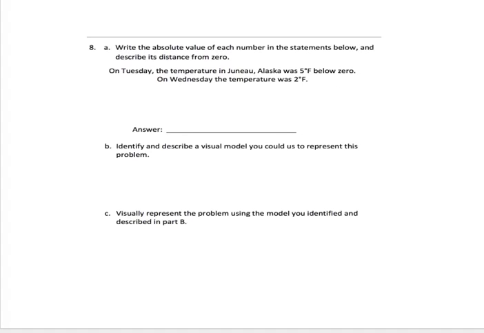Okay, now we're looking at 8. Write the absolute value of each number in the statements below and describe its distance from 0. On Tuesday, the temperature in Juneau, Alaska was 5 degrees below 0. On Wednesday, the temperature was 2 degrees. Identify and describe a visual model you could use to represent this problem. And visually represent the problem using the model you identified and described in Part B.